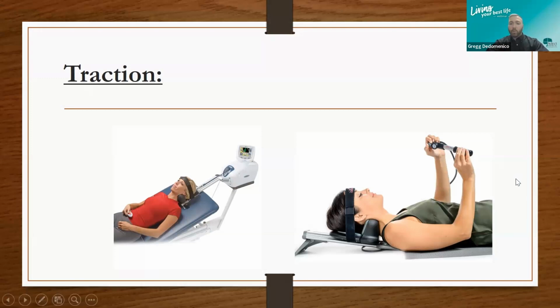The picture on the right is more of a manual handheld method that can be controlled on your own. Both of these I have in my office here and are frequently pictured in most PT clinics.